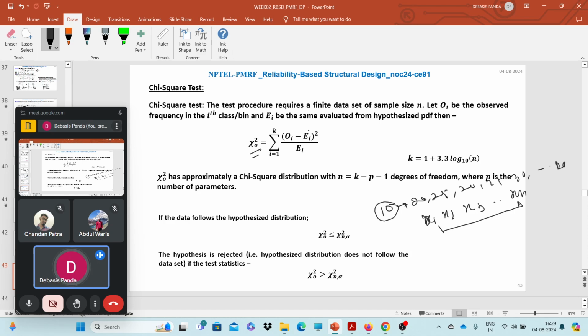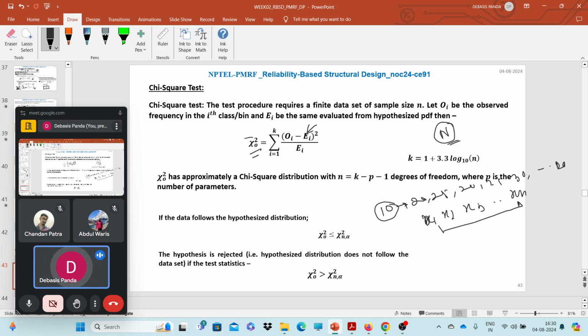Now, what is the expected value? This comes from the assumption that my population will follow a certain distribution. For example, I have considered that my concrete cube test will follow the normal distribution. So the expected frequencies, Ei, will come from that normal distribution PDF. I will just solve one problem so that the thing will get more clear.